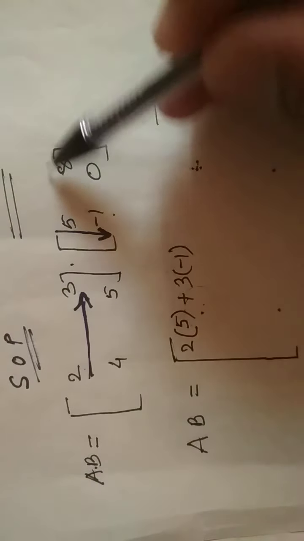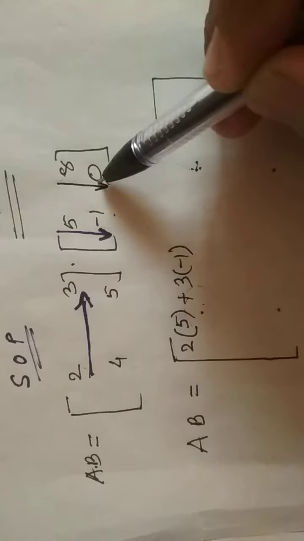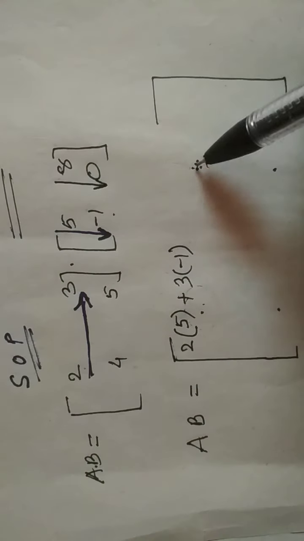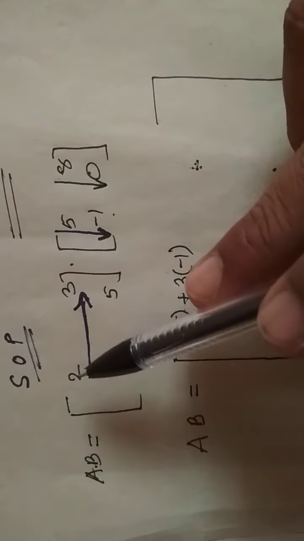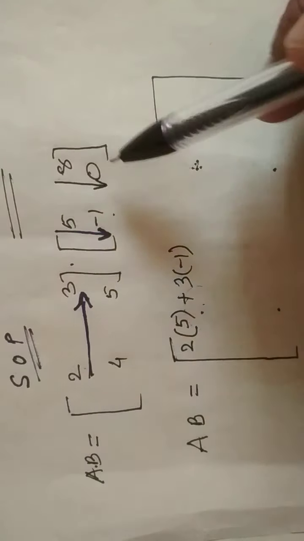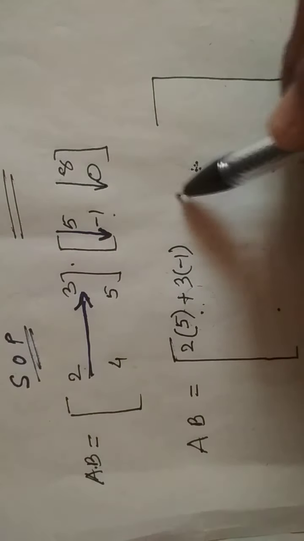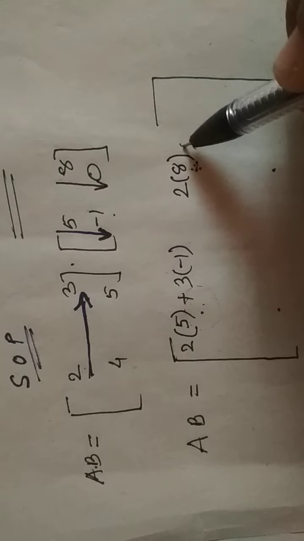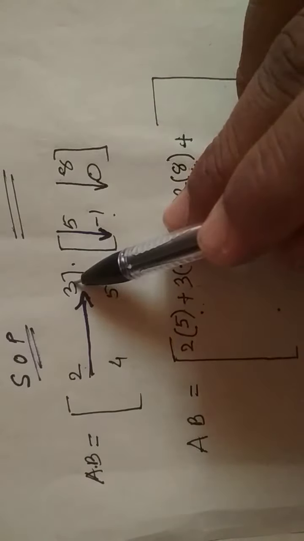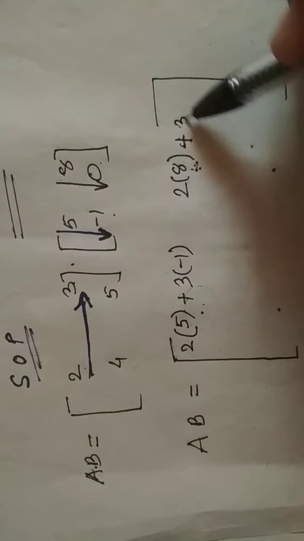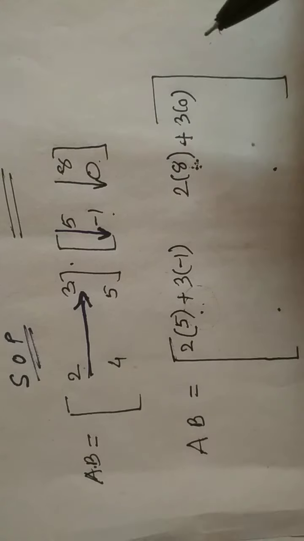So the first row, second column element is obtained by multiplying the first row with the second column. So 2 multiplied by 8 plus 3 multiplied by 0. So this is how we have completed the first row.